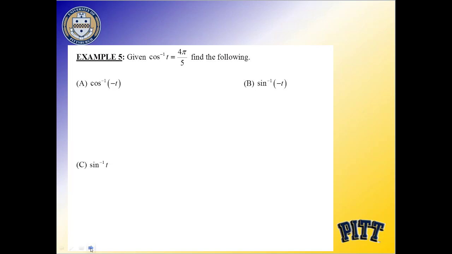Now, 4 pi over 5 is not one of our special angles. I'm trying to keep everything as exact as possible when I do these questions, so I'm trying not to go to the calculator and do a lot of rounding. So, when I'm told that the arc cosine of t is 4 pi over 5, well, 4 pi over 5 is an angle that would put me into quadrant number 2.